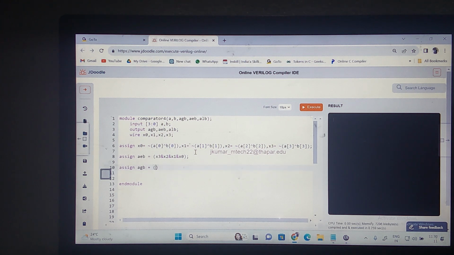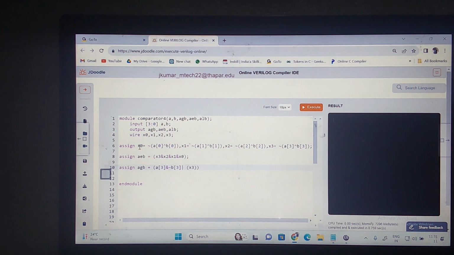What is A greater than B? A of 3, not general, right? Not simple. A of 3. Okay, next step. This is our operation. Let me put this as x of 3. I'm not declaring this as a vector. If I'm declaring this as y, 3 down to 0, correct?